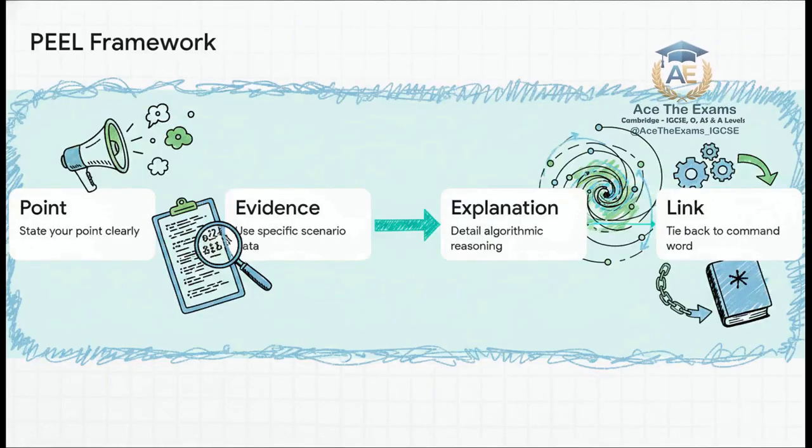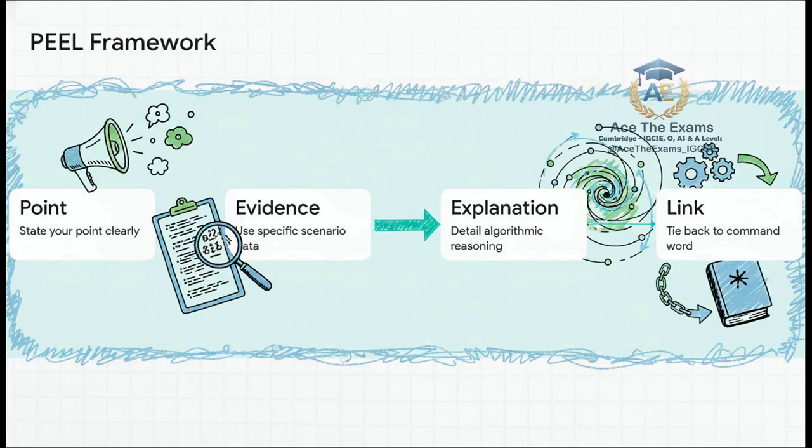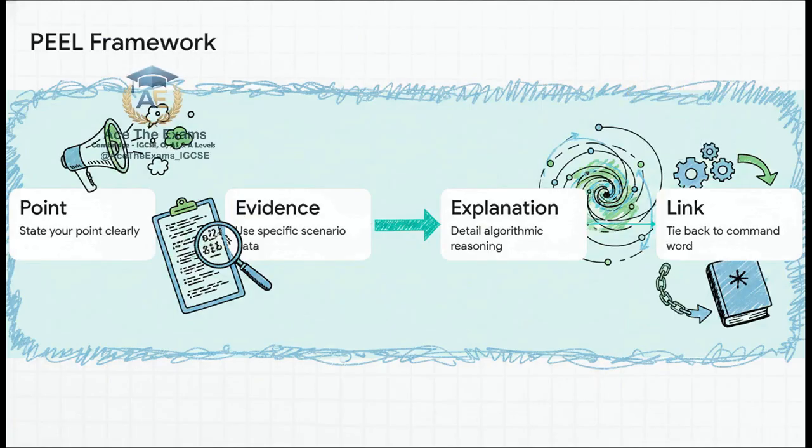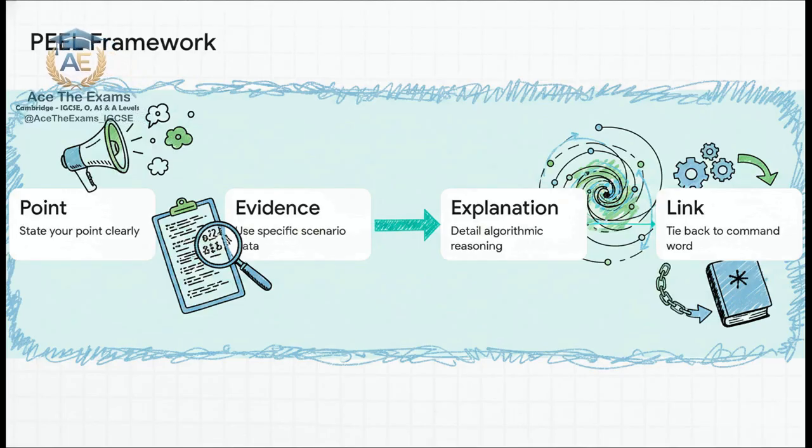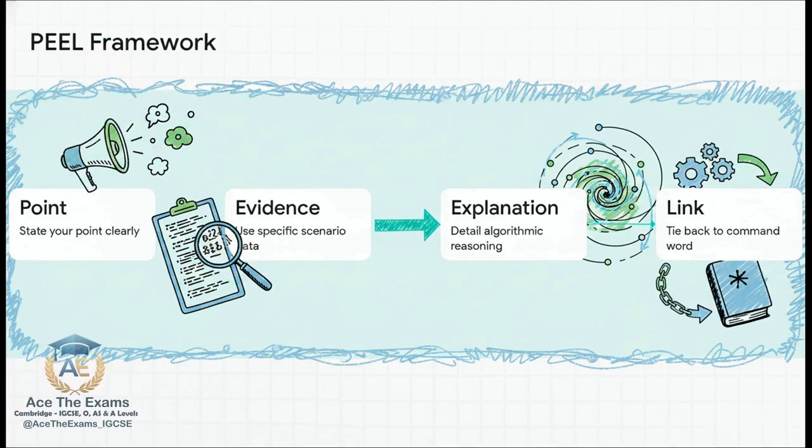Now, to prevent yourself from making those conceptual errors under pressure, you need a rigorous writing structure. Enter the PEEL framework. Point, evidence, explanation, and link. This is absolutely the gold standard for structuring top-tier computer science answers. Let's break it down. First, make your point clearly and concisely. Second, provide evidence pulled directly from the specific scenario given in the exam question. Don't just invent something, use their context.